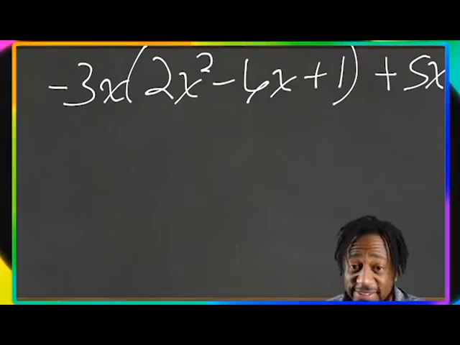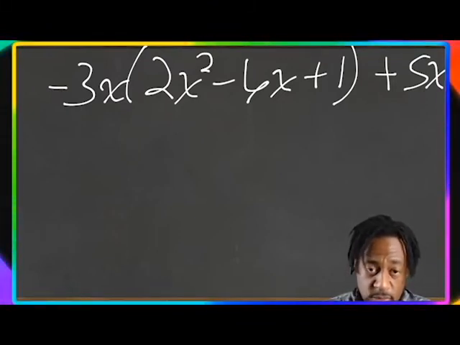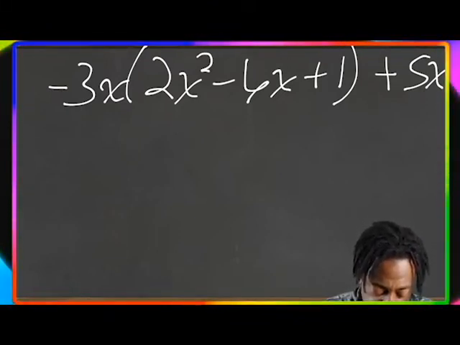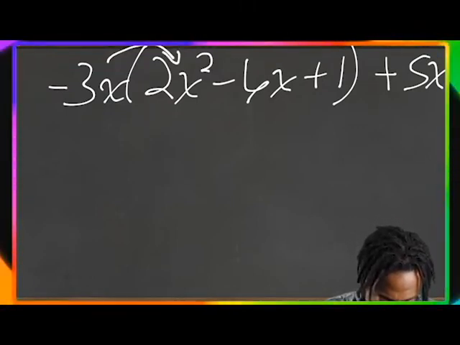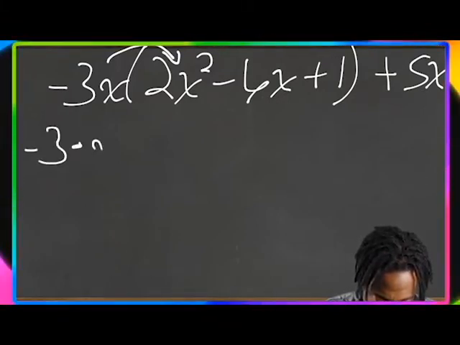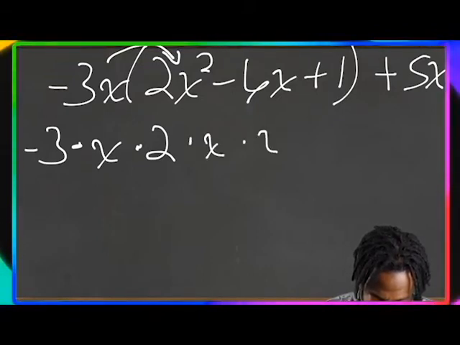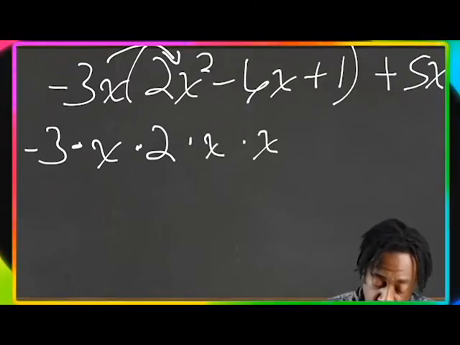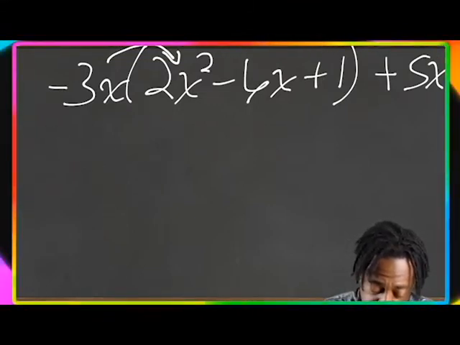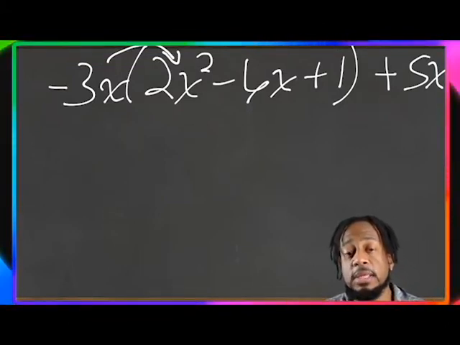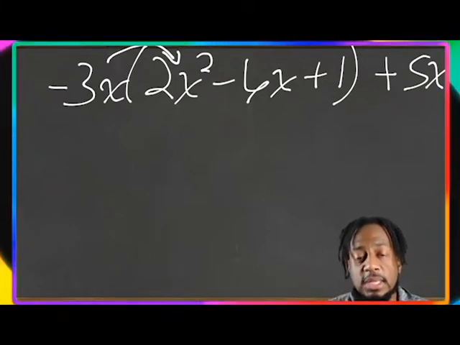We're already there. So all we've got to do is multiply the negative 3x times the 2x squared. So we've got negative 3 times x times 2 times x times x. Do we want to do this? No, you're going to get confused. It's a lot. So let's graduate from expanding and let's do the rules. So we have negative 3. Do it one at a time. If you do it one at a time, you'll get it.